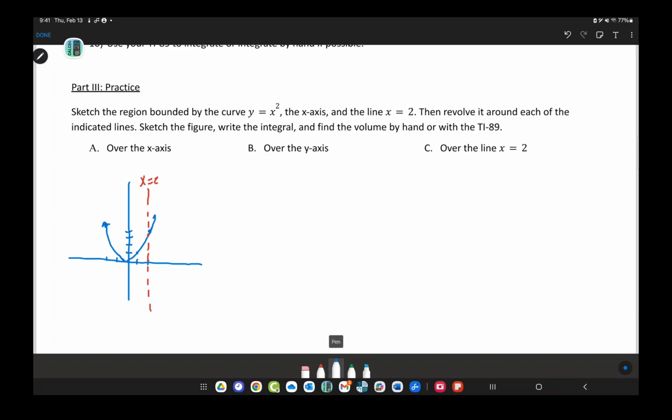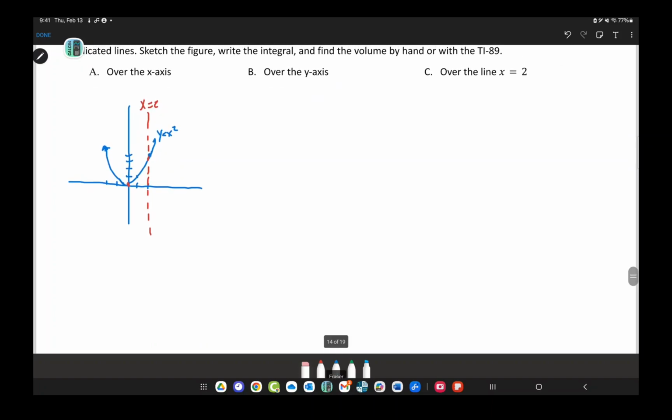This is y equals x squared. All right. So we are going to take this shape bounded by these two lines, because we do have two lines here. So from 0 to 2. So we would integrate from 0 to 2.